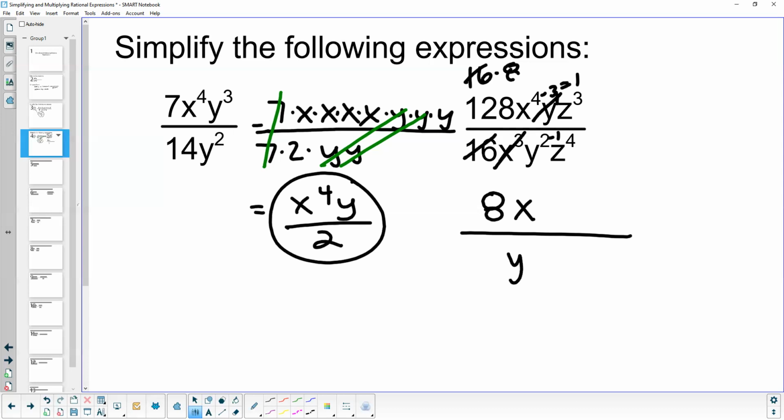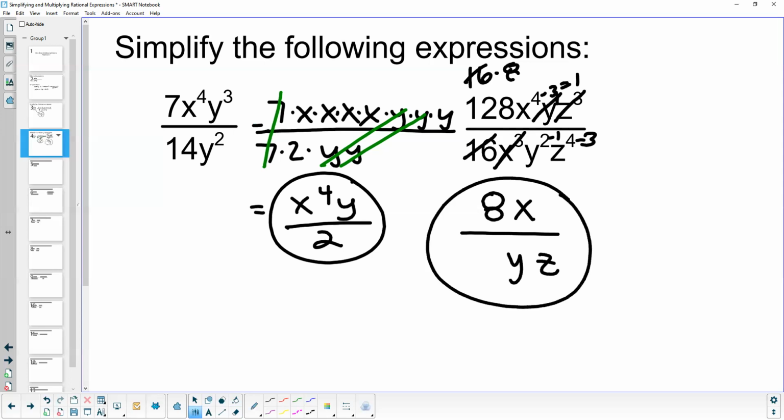And then we've got 3 z's on top and 4 on the bottom, so the lower number we'll get rid of, we'll subtract it, and we end up with a z on the bottom. So notice how this one simplified down into 8x over yz. So it's never wrong to list them all out, but we can also simplify using some of those properties of exponents as well, and knowing about common factors to simplify those expressions as well.